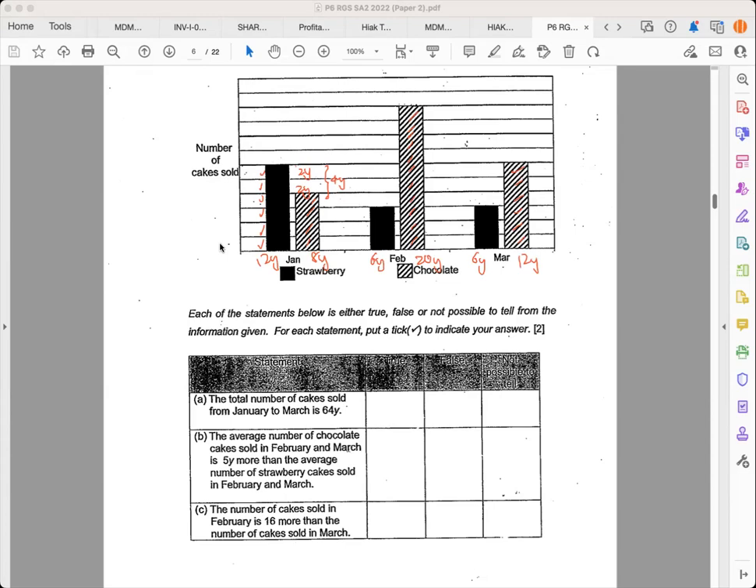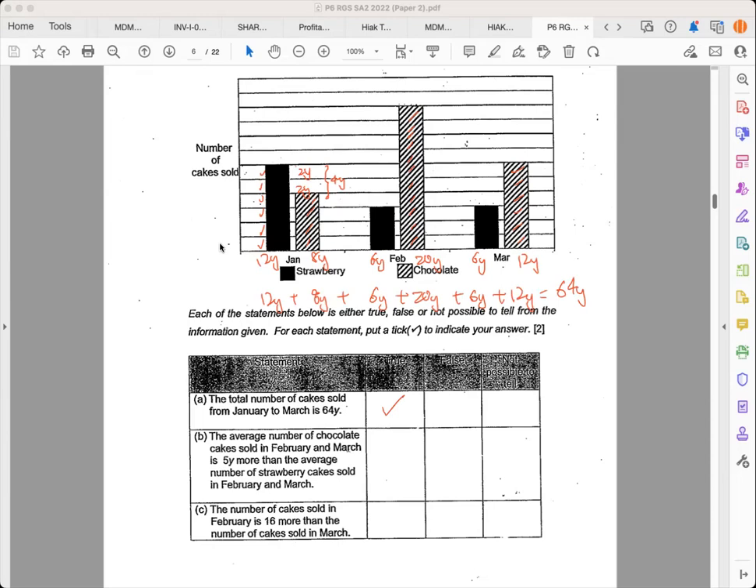The first statement is, the total number of cakes sold from January to March is 64y. So let's add up all the y's here. 12y plus 8y plus 6y plus 20y plus 6y plus 12y. If you use your calculator, you'll get 64y. So the answer is 2.